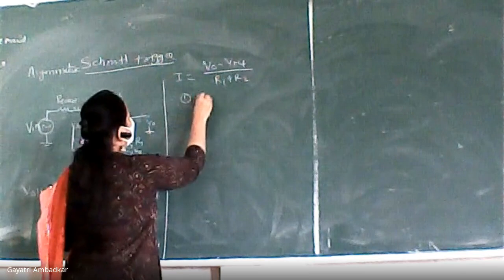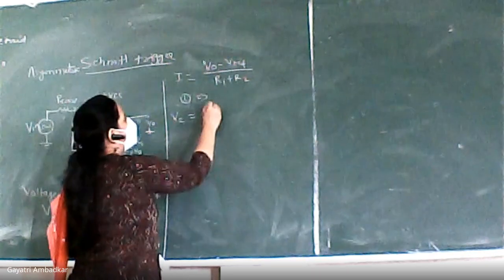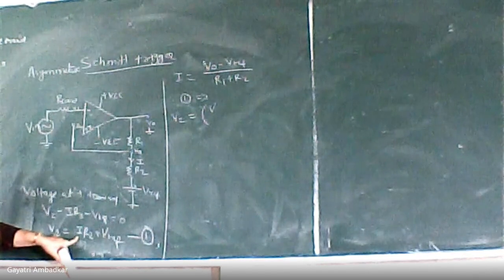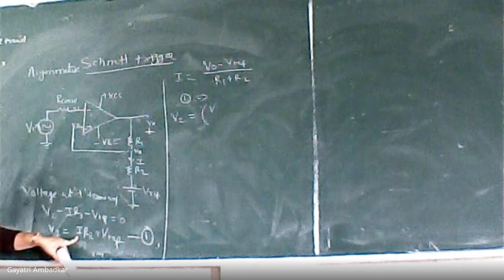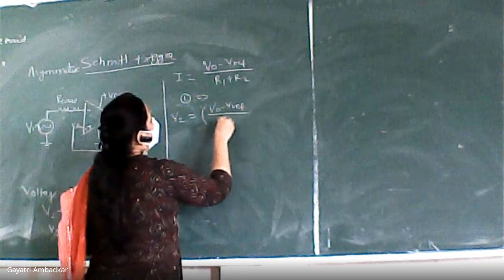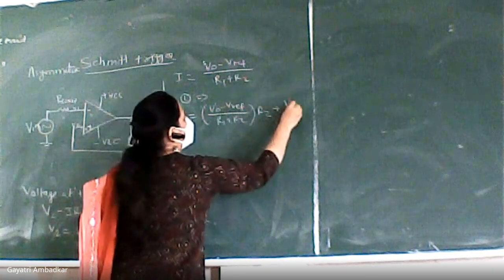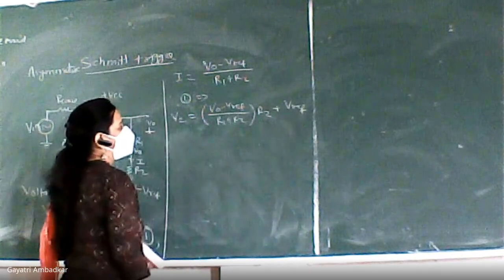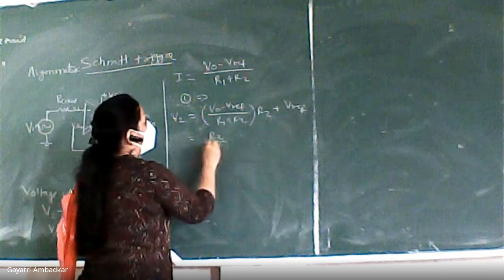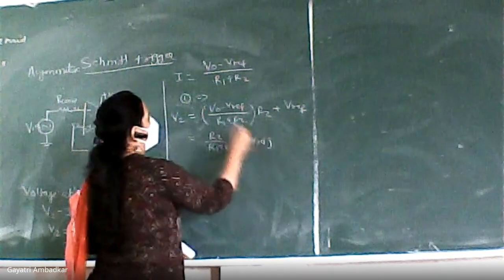From 1 I can say V2 equals IR2 plus VREF. I'll put the value of I here in equation 1. Look here, this is I. So this equation becomes VO minus VREF upon R1 plus R2 into R2 plus VREF. I'll arrange this as R2 upon R1 plus R2 into VO minus VREF. Rearrange.